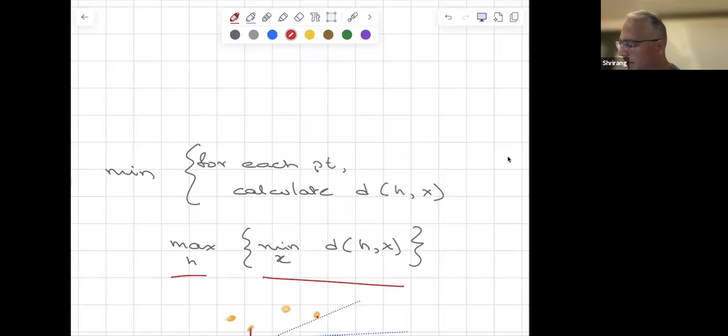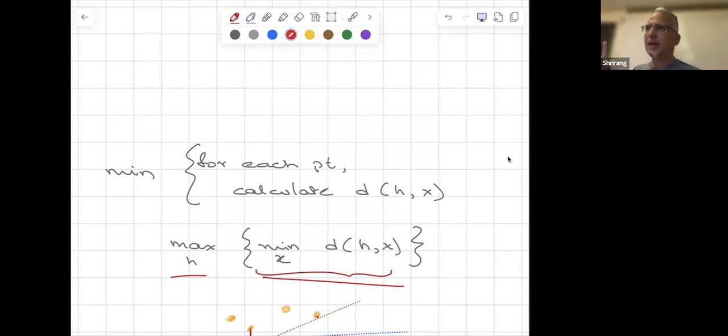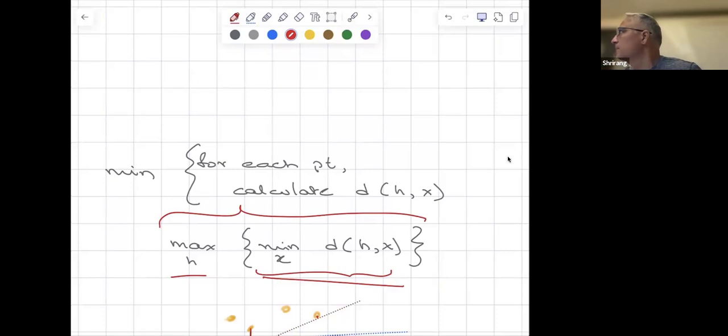The important thing to keep in mind is in this, I'm going over all possible points X, and I'm calculating the distance and I'm taking the minimum. And then out here, I'm going over all possible hyperplanes, right? And I'm choosing the hyperplane that's going to give me the maximum margin. Got it? Our best hyperplane, out of all possible hyperplanes.